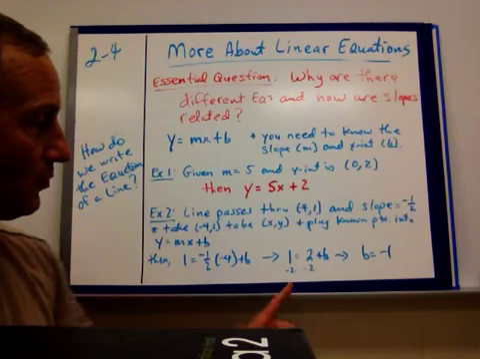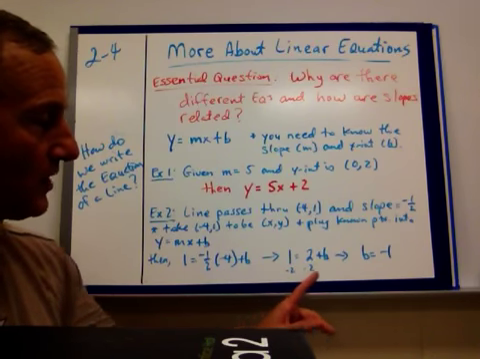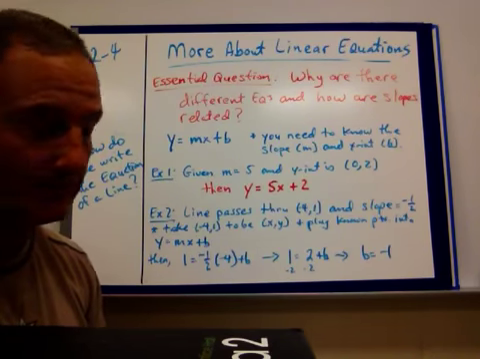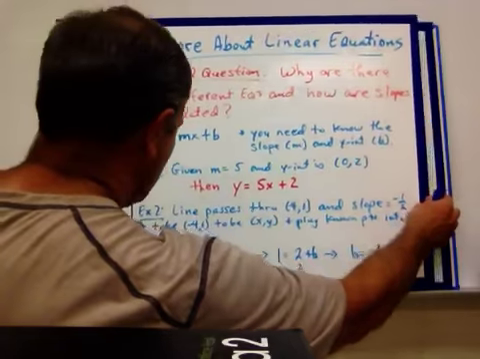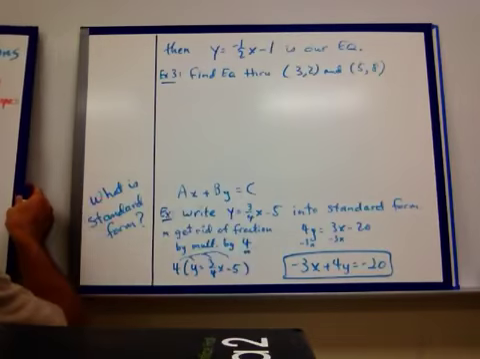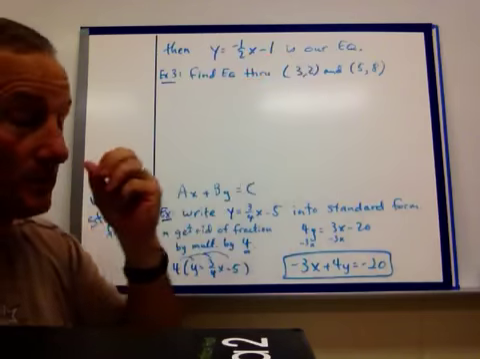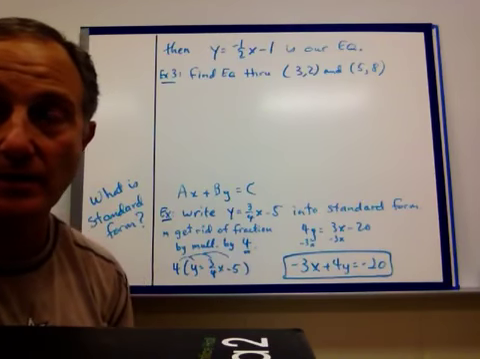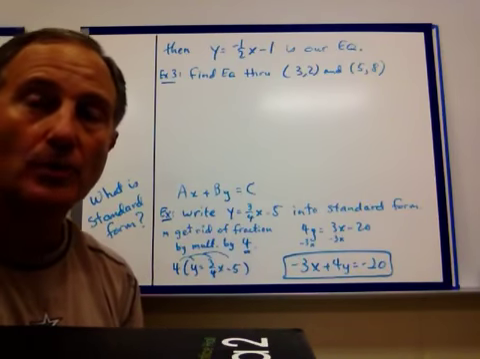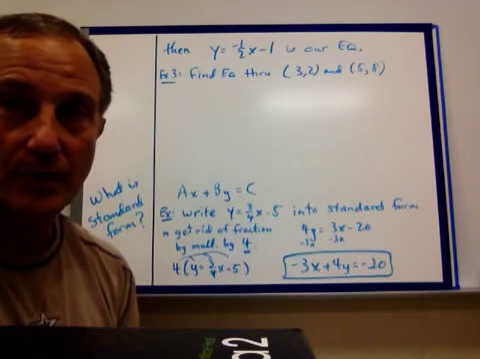-1/2 times -4 is +2. Subtract it over. Your b is -1. So now we know m, and now we know b. Then just plug them into the equation. There's my m, there's my b. That's the equation of the line that goes through the point (-4, 1) and has a slope of -1/2.